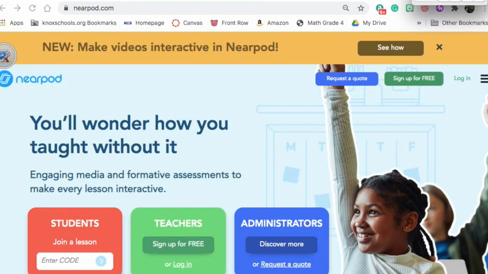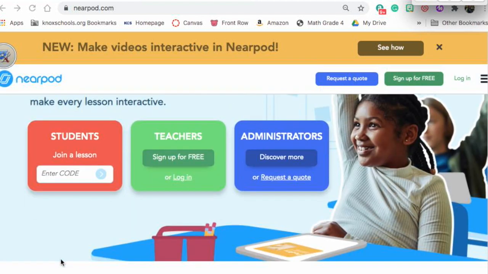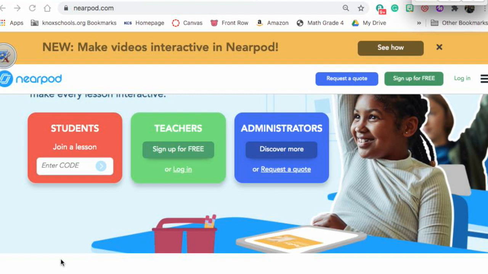Kids, okay, so you are going to be using a Nearpod today. Now, some of you may have experience with Nearpods in the past. They're quite easy to use. You just have to know your Nearpod code. So whenever you have a Nearpod, I will be giving you a code to use for that Nearpod.